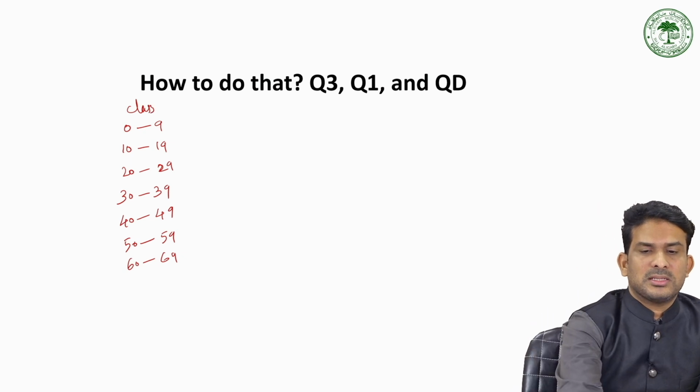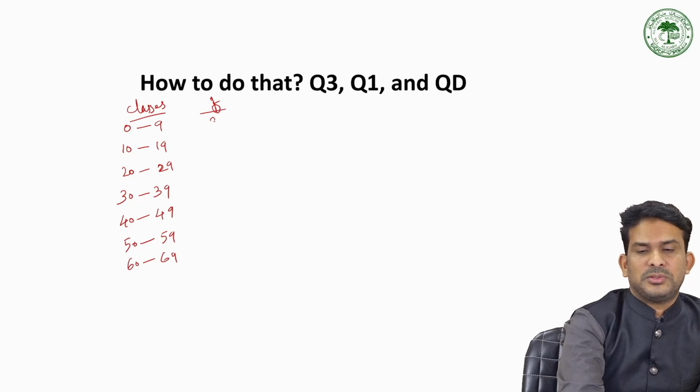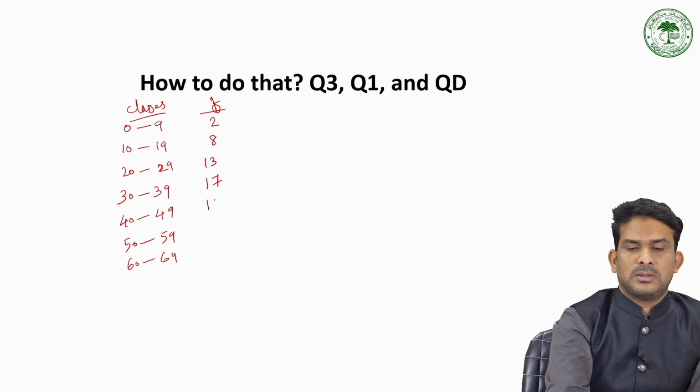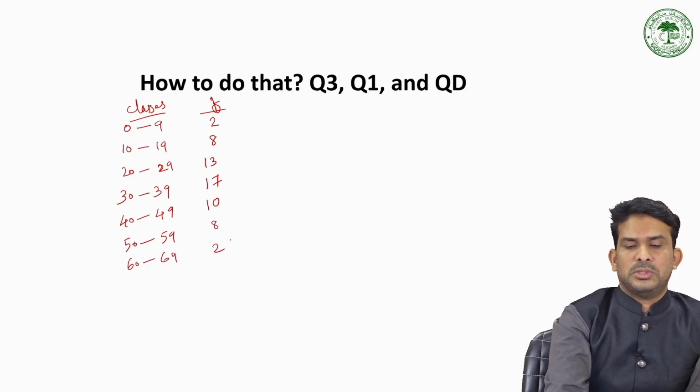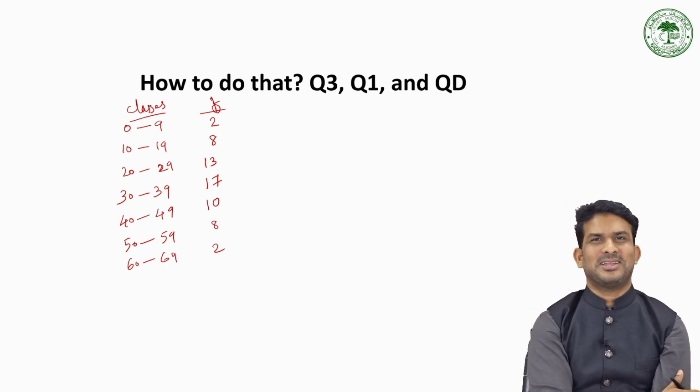These are my classes, right? Let me give you the corresponding frequency. I have 2 here, 8 here, 13 here, 17 here, 10 here, 8 here, 2 here. These are the values I have.